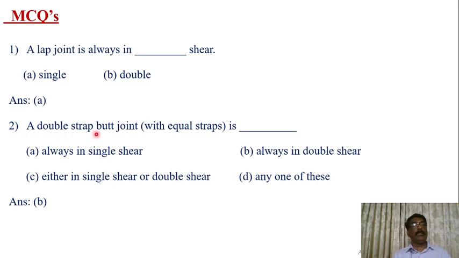Second question, a double strap butt joint with equal straps is dash. Always in single shear, always in double shear, or either in single shear or double shear? The answer is B, always in double shear. You have studied earlier that in case of a butt joint with two cover plates, the rivet will shear off at two cross sections. Therefore, the rivet will always be in double shear.